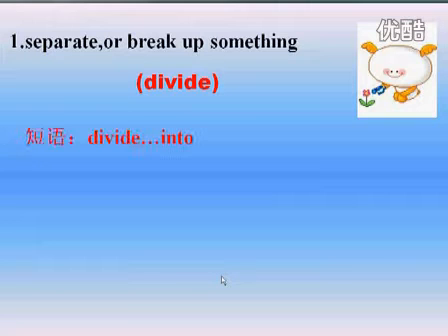Okay, now look at the next word. Separate or break up something. Now we can see it is divide. Next, we need to pay attention to the difference between separate and divide.